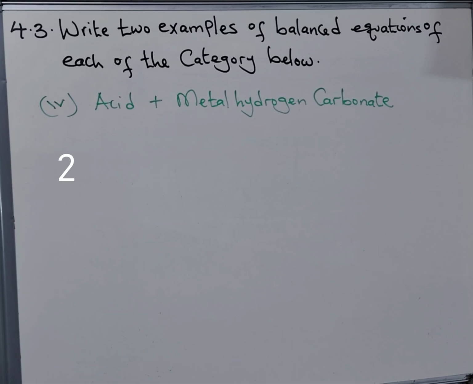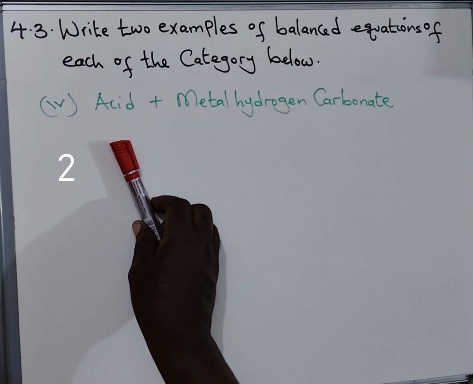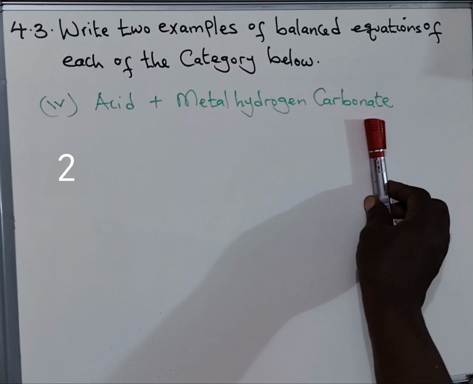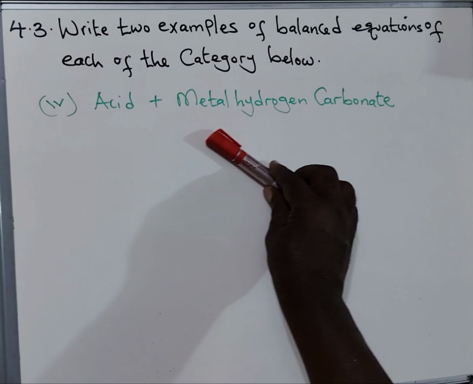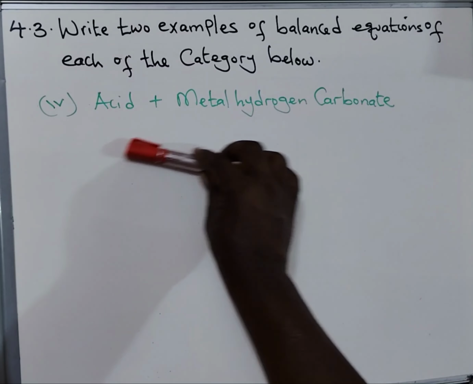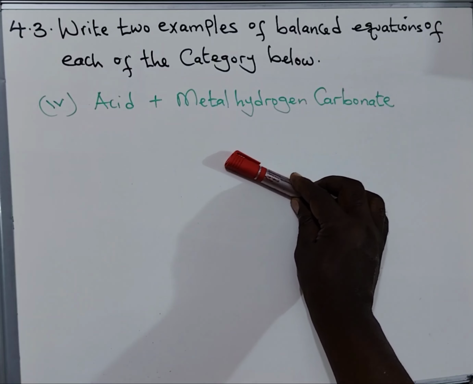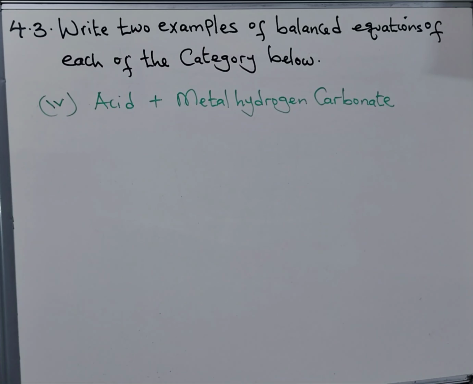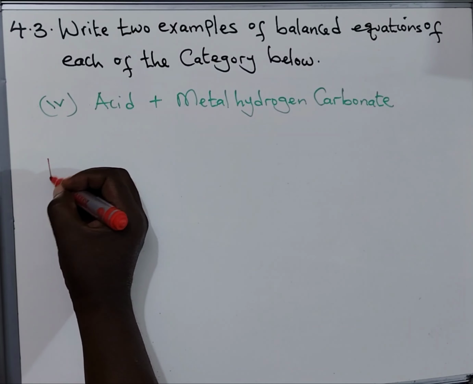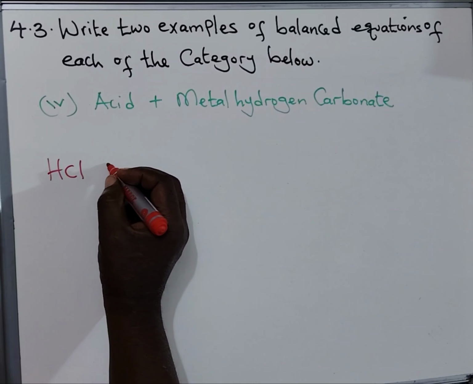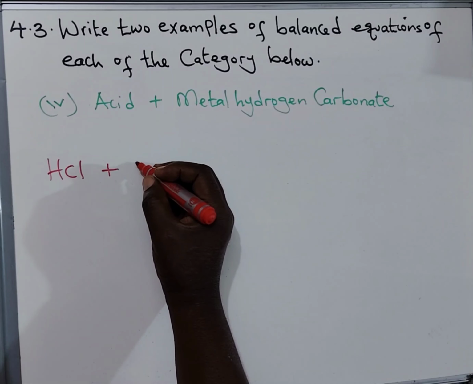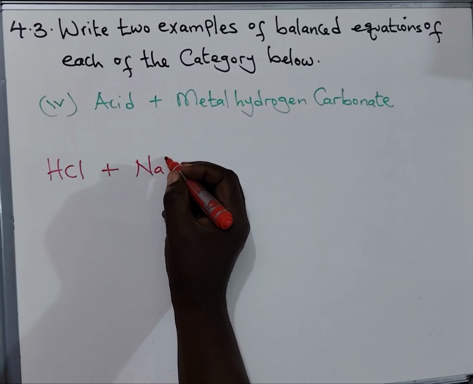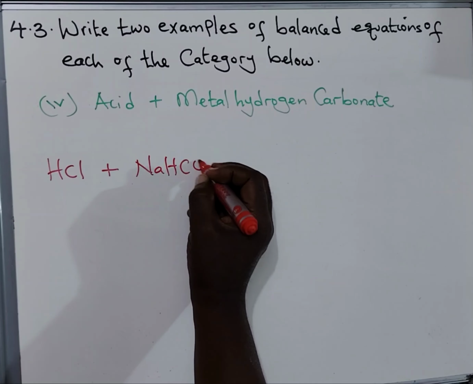Yeah, then comes this case, acid plus metal hydrogen carbonate. The question says to write 2 examples of each category. This is the category. Here let us look at acid. Suppose the acid is hydrochloric acid, and for the metal hydrogen carbonate, we can say sodium hydrogen carbonate.